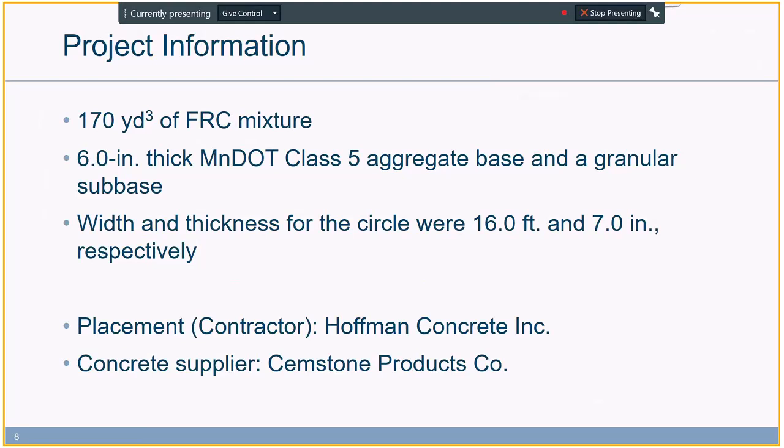Overall, something about 170 cubic yards of fiber reinforced concrete mixtures was used for placement of the jointless ring itself, and it was placed over a 6-inch thick MnDOT Class 5 aggregate base and a granular subbase. The thickness of the FRC ring was 7 inches and the width of the section was 16 feet. And placement was done by contractor Hoffman Concrete, and concrete supplier was Semstone Products.